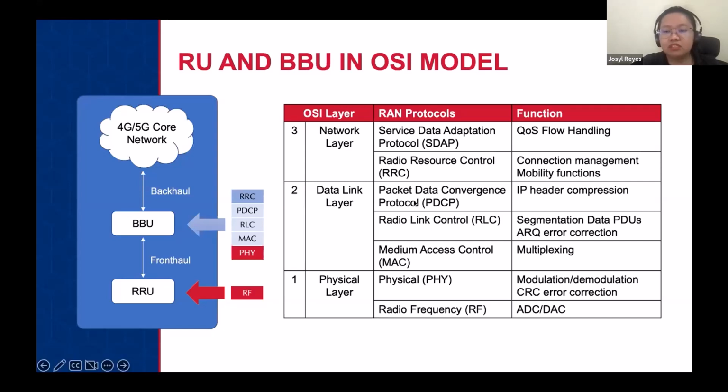We have PDCP, IP header compression, since it's coming from the network layer, so you more likely have internet protocol packets. And then in the network layer, we have RRC. This is the connection management and mobility functions. And then SDAP is more on the QoS flow handling. And this is only applicable at the 5G RAN. It's not available in the 4G RAN. Okay, so which particular protocol is applied? It depends on the functional split.